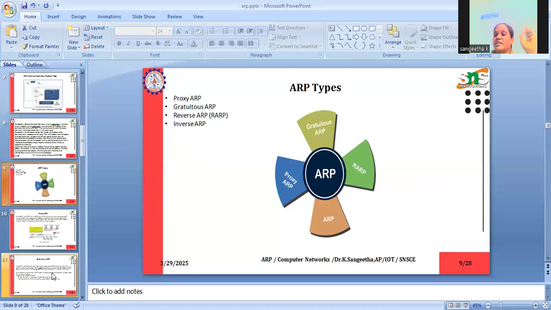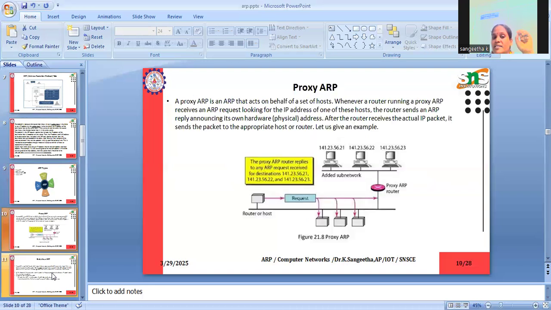ARP types: there are several address resolution protocol types. One is proxy ARP, then gratuitous ARP, and third is reverse ARP, which means physical address to IP address, and vice versa. Then inverse ARP. These are the different ARP types used. In proxy ARP, the router acts on behalf of a set of hosts. Whenever the router running proxy ARP receives an ARP request looking for the IP of a particular host, the router sends an ARP reply announcing its own physical address. So it is working as a proxy for that host.